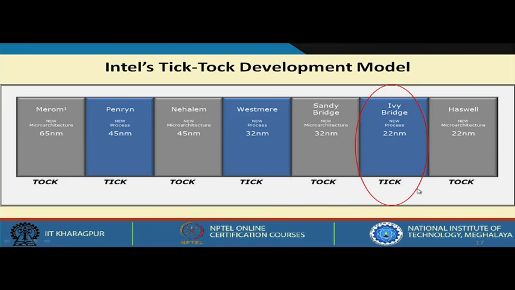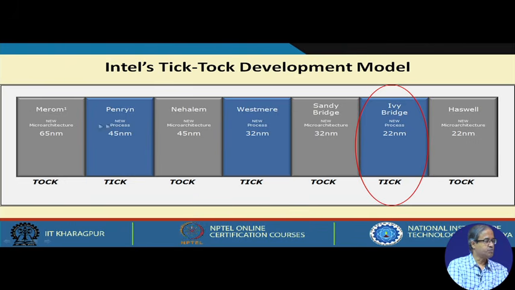Then it moves to Tick, which means the same architecture is re-implemented using a better fabrication technology. This is Tick. Then in the next generation you again move from Tick to Tock. That means a new architecture family with the same technology. Then again Tick, a better technology comes, and you move the same architecture to the better technology. So, you see in this diagram, Merom was one of the older architectures. This was fabricated using 65 nanometer technology. This was Tock.